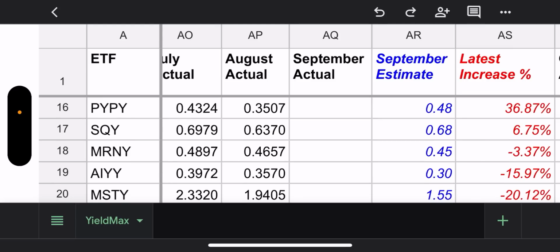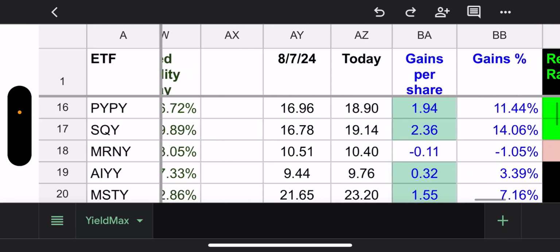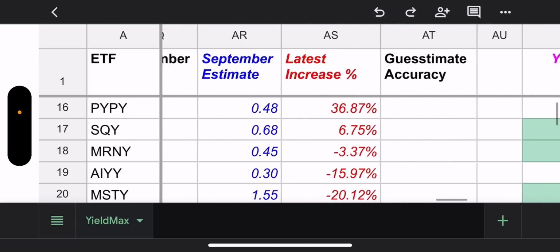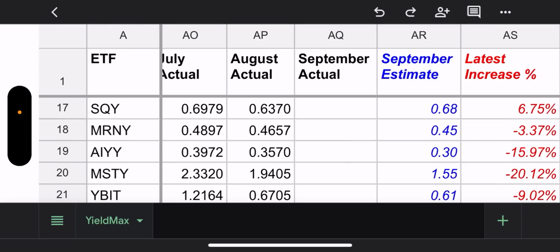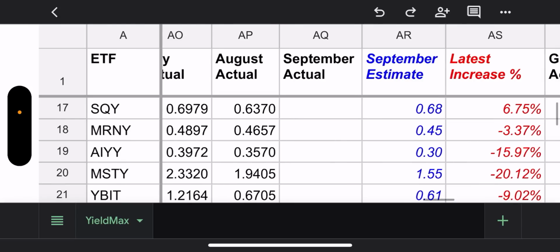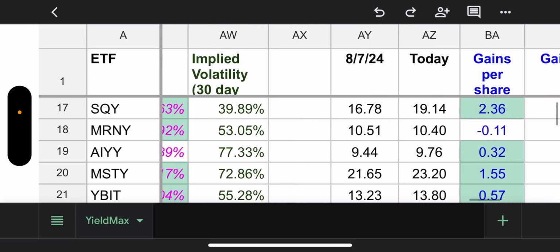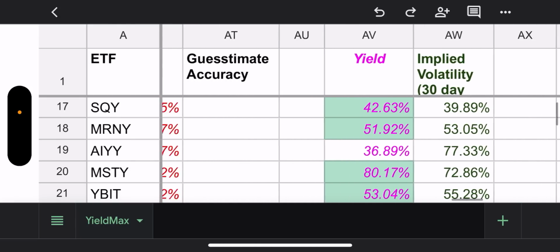PP had paid 35 cents last month. They had a really good month, so I'm going to give them 48 cents. That would put them at a 30% yield, 4% above their IV. Check out the gains per share, $1.94. That's really good stuff. So PP owners are probably happy. SQUE, they paid 63 cents last month. I'm going to give them a raise of up to 68 cents. That would put them at a 42% yield, 3% above their IV. Their gains per share, $2.36.